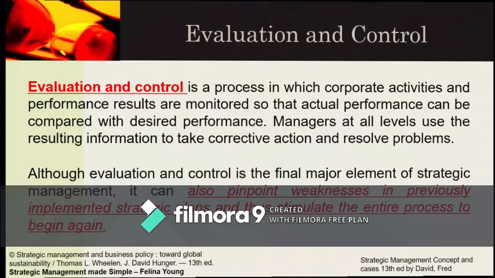So what is evaluation and control? This is a process in which corporate activities and performance results are monitored so that actual performance can be compared with desired performance. Managers at all levels use the resulting information to take corrective actions and resolve problems. Although evaluation and control is the final major element of strategic management, it can also pinpoint weaknesses in the previously implemented strategic plan and thus stimulate the entire process to begin again.